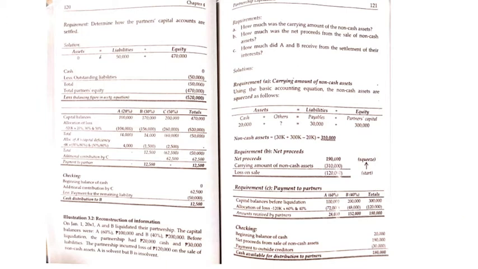So last time we ended on illustrating some items related to the computation of the capital balances, the allocation of the losses. So let us look now at illustration 3.2, which is the reconstruction of information. So there are missing data which you need to squeeze back to be able to compute for those items.